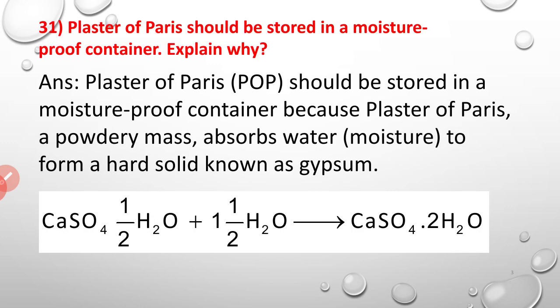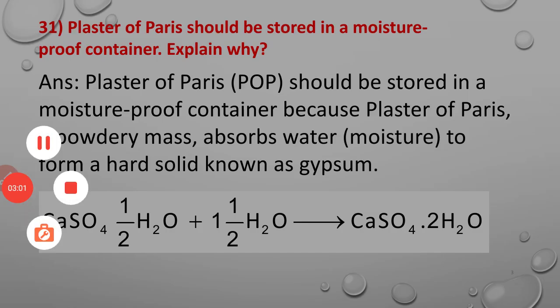The next one, plaster of Paris should be stored in a moisture proof container. Explain why. Okay, so what happens if it is kept open? It reacts with the water vapor present in the atmosphere, and it changes into gypsum. Okay, let's see the answer.